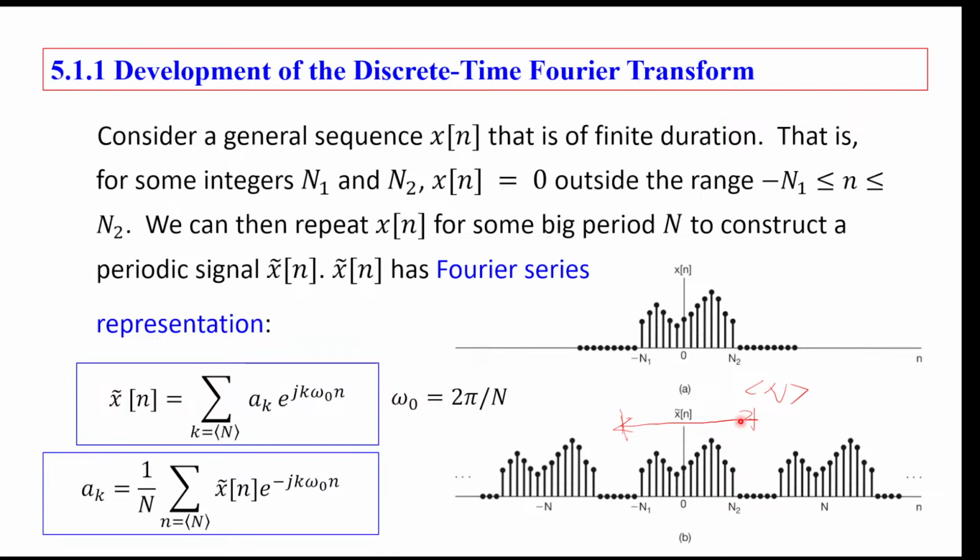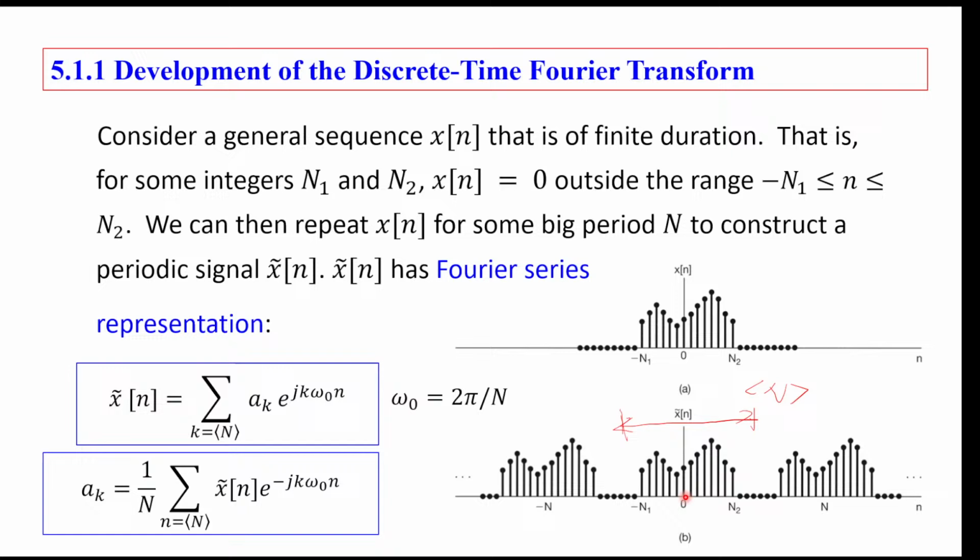Because x tilde of n is now a periodic signal, by the chapter 3 result, we can have the Fourier series representation equations for x tilde of n. So x tilde of n will be the summation of a_k e^{jkω₀n}, and a_k equals 1 over N, summation over n of x tilde of n e^{-jkω₀n}. Okay, this is the Fourier series representation of this periodic signal x tilde of n.